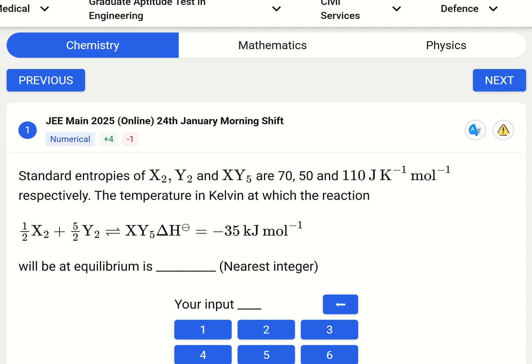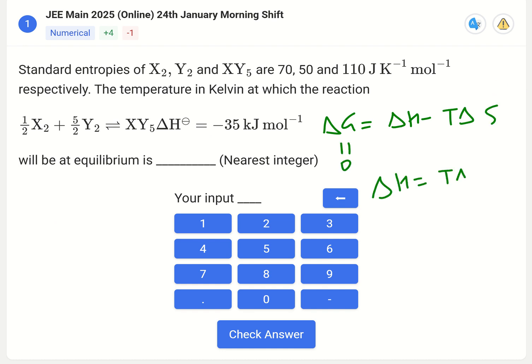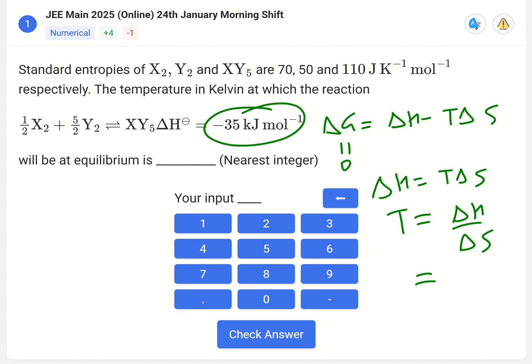Moving to the next question, the last question of today's video. Standard entropies of X2, Y2, XY5 are 70, 50, 110 respectively. The temperature in Kelvin at which the reaction will be at equilibrium, delta H is given. Equilibrium means delta G is equal to delta H minus T delta S. Delta G is equal to 0, so delta H is equal to T delta S. So we need to find temperature is equal to delta H upon delta S. That means delta H is minus 35 kilojoule, that means minus 35,000 divided by delta S.